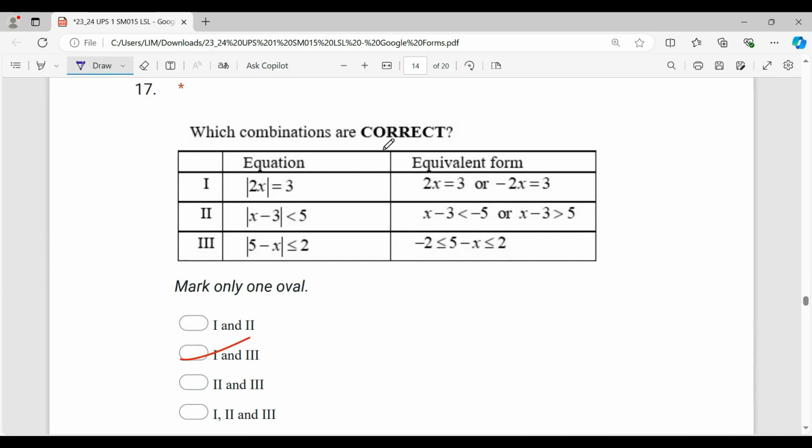Which combinations are correct? So modulus 2x equals 3. When you do the basic definition, one is positive 3, one is negative 3. So this is correct, but your negative just moves to the 2x only. Then for the modulus less than, you must have the definition, so this is wrong. Then for this definition, if you have a simple one, we can insert the negative in front of the 5 minus x. So one is positive 2, one is negative 2 in front of the modulus. So this is correct, 1 and 3.